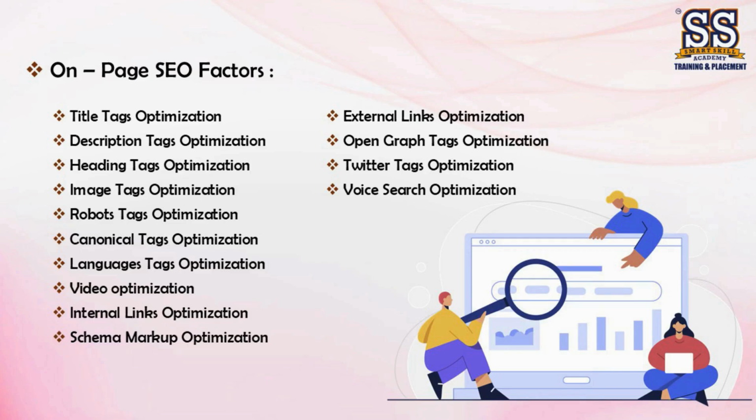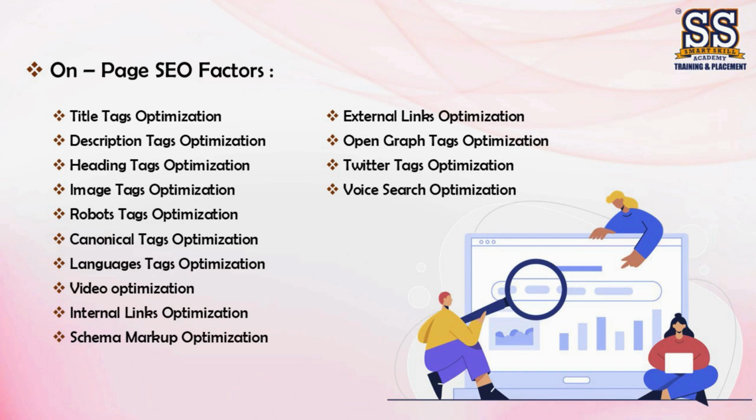Beyond content, we manage how bots interact with our site using robots and canonical tags, which prevent duplicate content issues. We also ensure global reach through language tags and rich media engagement with video optimization. Connectivity and structure. Moving down, we have internal link optimization. This isn't just about navigation, it's about spreading link juice across your pages. To help search engines provide rich snippets, like star ratings or prices, directly in the search results, we implement schema markup. This provides the context that simple text cannot.